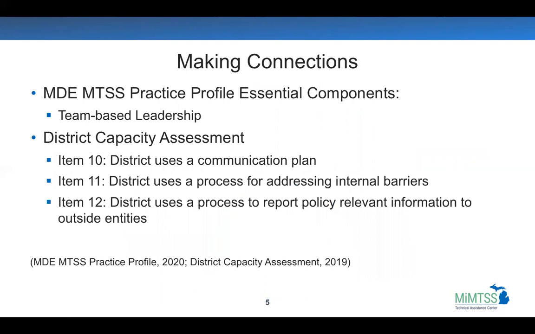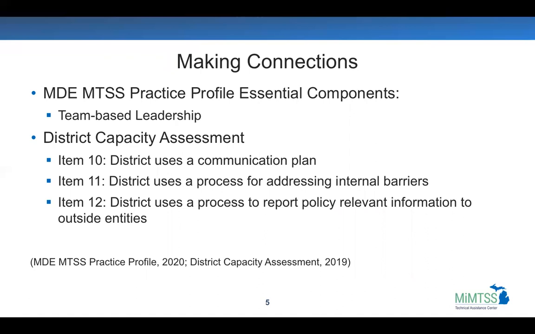The MDE-MTSS essential component of team-based leadership explicitly prompts the development of a formal communication plan to ensure effective communication with internal and external stakeholders regarding implementation of MTSS. It also addresses the development of a formal process to address internal and external implementation barriers.